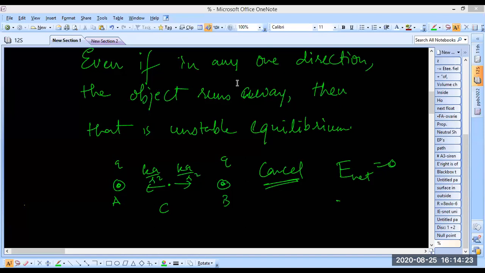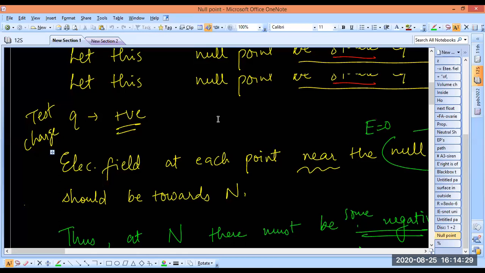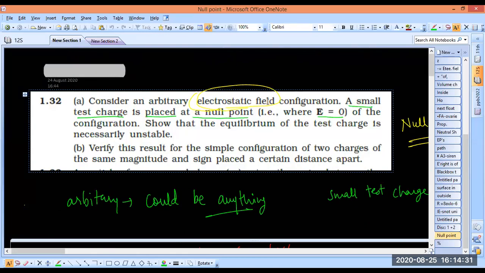Can it be stable equilibrium in any possibility? No. That's what this whole question was about. Even if you don't know anything about the electrostatic field, even then you can say that this equilibrium will be unstable, right? You don't need to know anything. We have proven that in any case the equilibrium is unstable equilibrium only, right? Stable is not possible. Ramya, did you understand the answer?